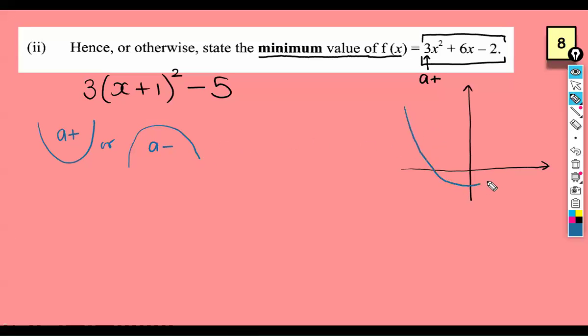So your graph would be something like this. If you were to draw it on graph paper, a smiley face has a lowest point. The lowest point is called the minimum point. Now, a minimum point has an x coordinate and a y coordinate. And just for the time being, use this now to figure out the minimum point.